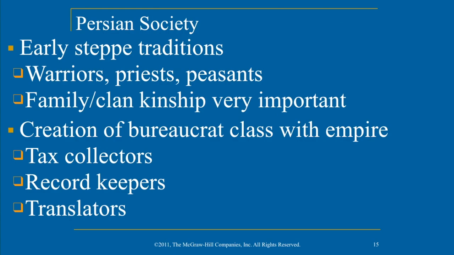Under the Persian society, there were early steppe traditions. There were warriors, there were priests, and there were peasants. Family, clan, and kinship were very important. We're going to see this again when we talk about the steppe traditions a little later with the Mongols. Warriors were seen as very important parts of their society, ones who go out and fight, conquer land, defend the people. The priests oversaw the religions, like, for example, Zoroastrianism, which we're going to talk about in a little bit, and the peasants did a lot of the work, and there's a very distinct class for each of those groups.